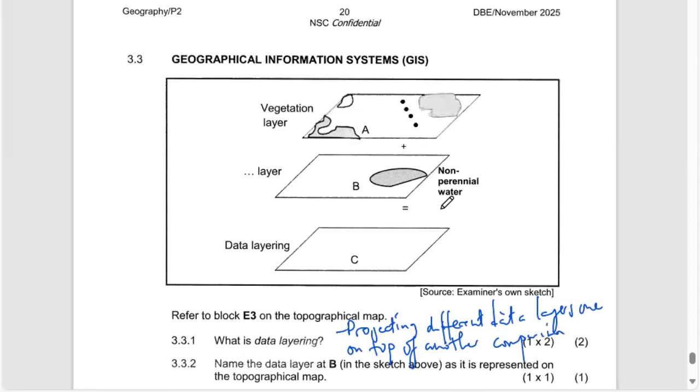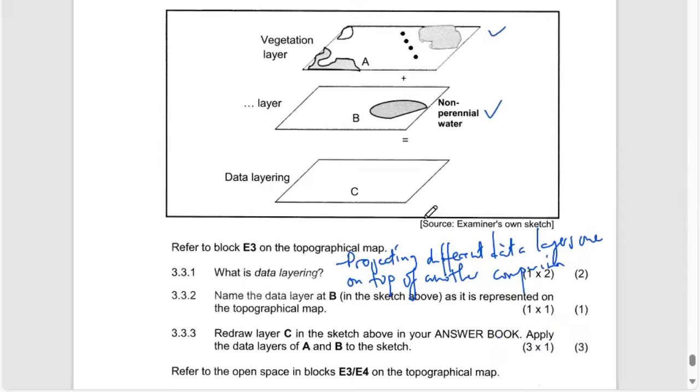So you are seeing this is data with non-perennial water, and this is data with vegetation, but they are elevated on top of each other. That is projection, or projecting it on top of another. We are layering, putting a thematic layer and another layer on top of the other, so that we can analyze the relationship between those two, can do spatial analysis.